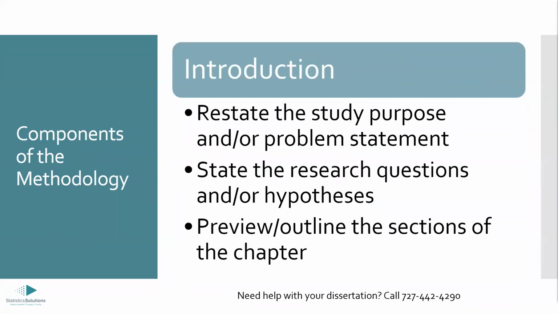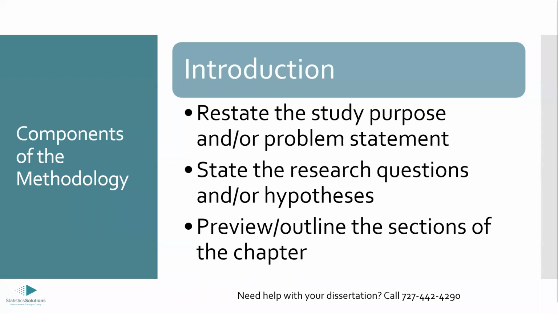So now let's talk about the specific components of the chapter and what you need to include. The chapter typically starts with a simple introduction where you reorient the reader to the purpose of the study and the research questions, and then you outline the sections of the chapter. So you just want to simply restate the problem or purpose statement. This can either be an abbreviated version of the problem or purpose, or some schools may even want you to restate this verbatim. And then you want to restate the research questions and hypotheses.